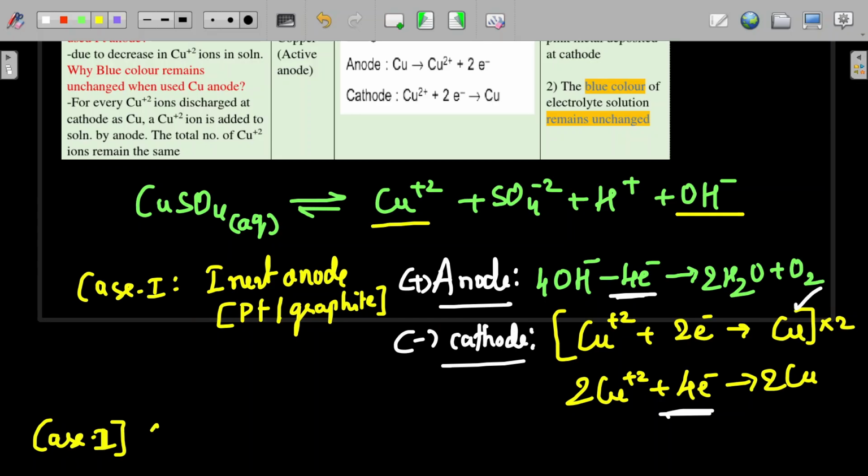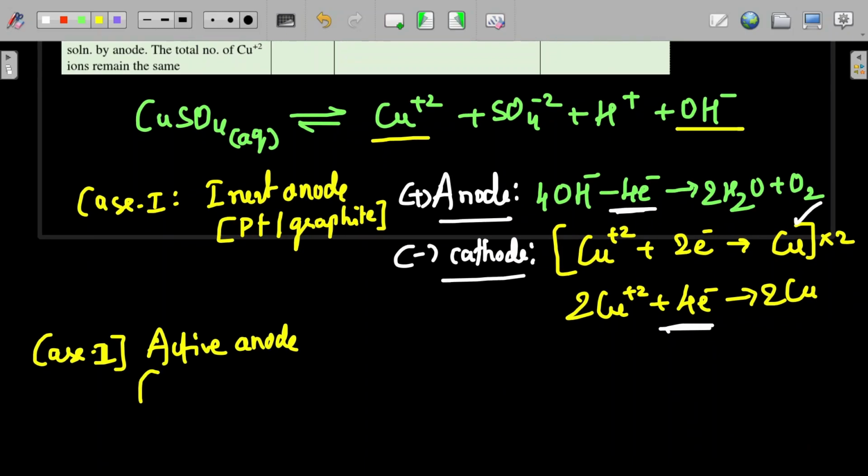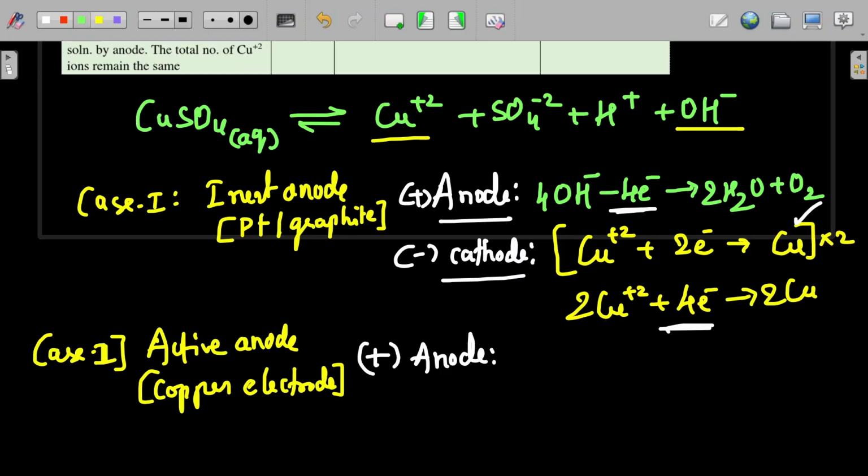where we will use active anode. Active anode means we are using the copper electrode itself. Copper conducts electricity and takes part in the reaction. So copper electrode. Now cathode reaction remains same, but anode reaction will change. Why it will change? Now towards anode, what will come? The anions.